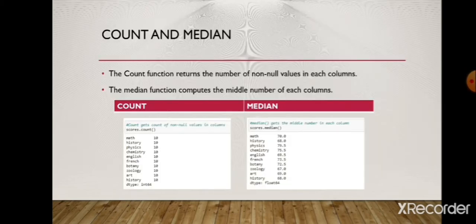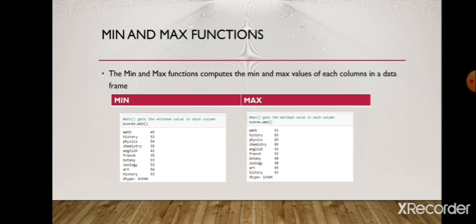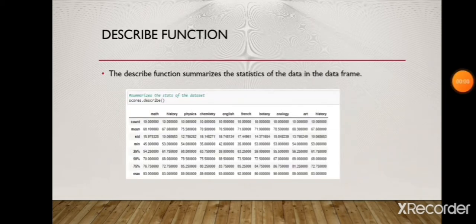So if I wanted to find the number of non-null values in each column, I can use the count function. If I wanted to find the middle number in each column, I can use the median function. So if I wanted to find the minimum and maximum values in each column, I can use the min and max function. The describe function summarizes the data in the dataset by computing values such as count, mean or standard deviation and displaying them in a table format.